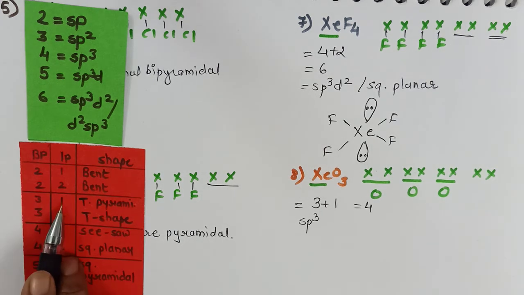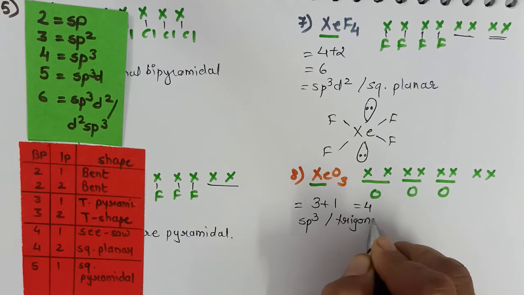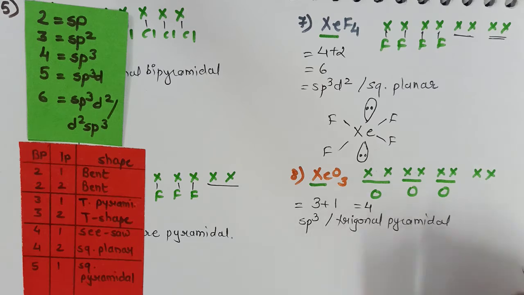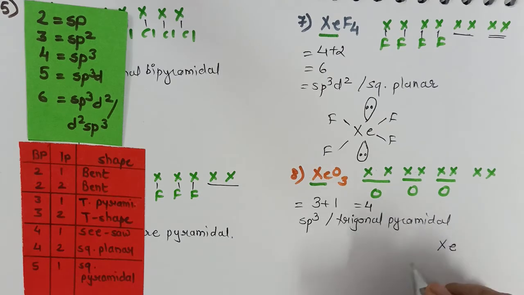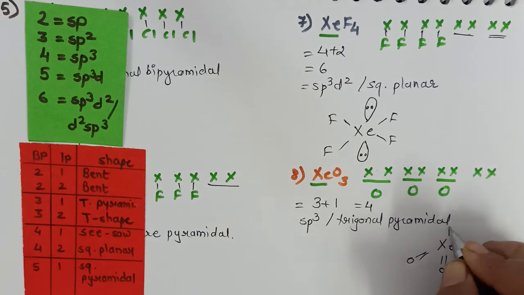With 3 bond pairs and 1 lone pair, it will exhibit trigonal pyramidal geometry. Xenon will form bonds with oxygen and the lone pair will occupy the pyramidal position.